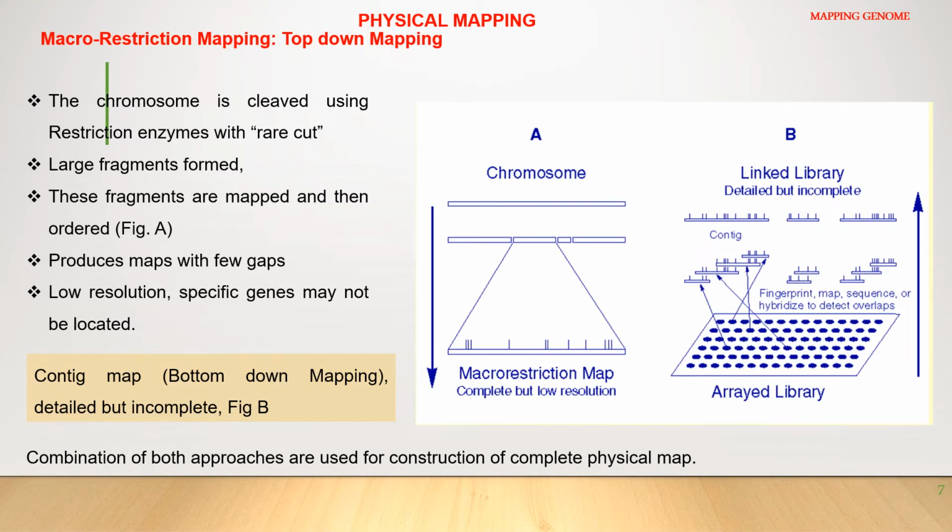In bottom-up mapping, or content mapping, detailed sequencing is done, but there are a lot of gaps. A combination of both approaches is used to create a proper, complete physical map.